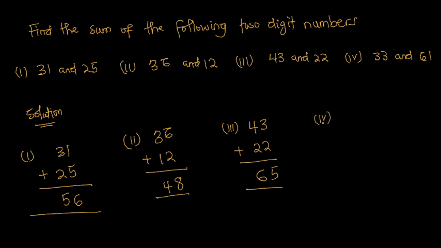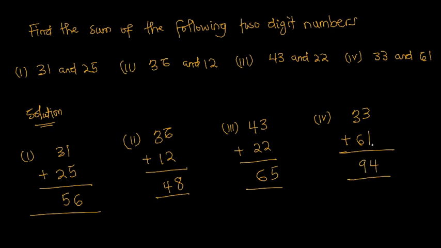Let's look at the Roman numeral IV, the last question. 33 plus 61. As usual, I add the digits on my right hand side first. So 3 and 1. 3 plus 1 will give me 4. I write down my 4. And 3 plus 6 will give me a 9. So the answer is 96.